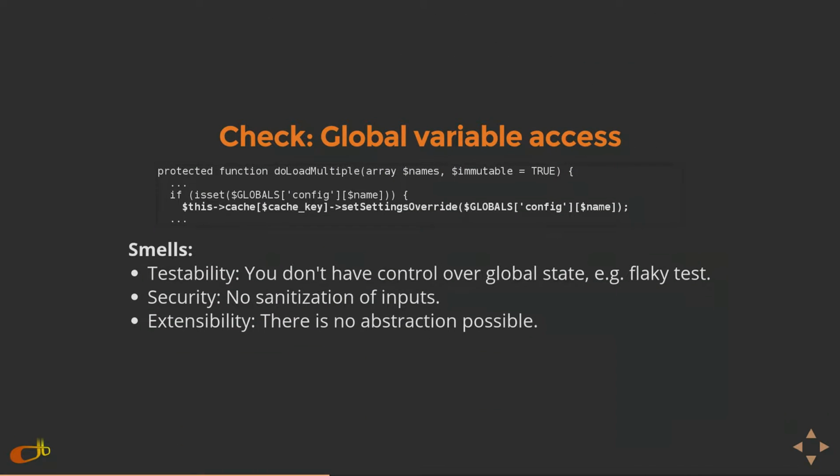So first example here, we already saw this. This is the global variable access. And for each of these code examples, we're going to talk about smells. We're going to talk about, okay, here's the things that we see as being of good quality, and here's why these lines of code don't match that. So with testability, in this example, the globals config, you don't have control over that global state. So you may run into a situation where you have a flaky test because another part of the system is setting this global variable.